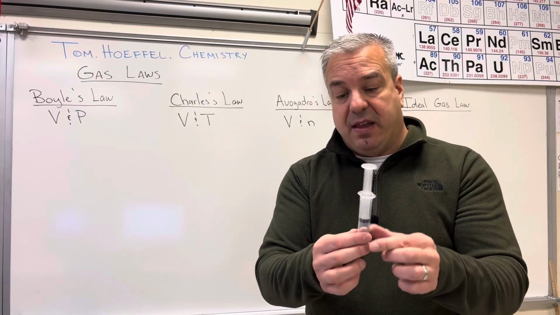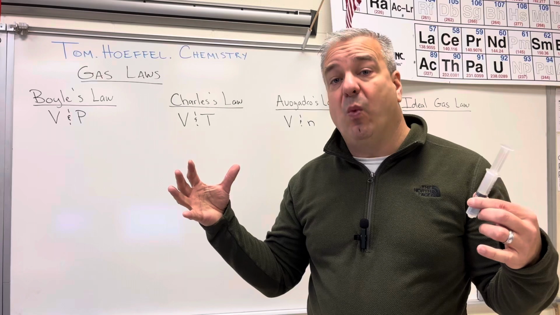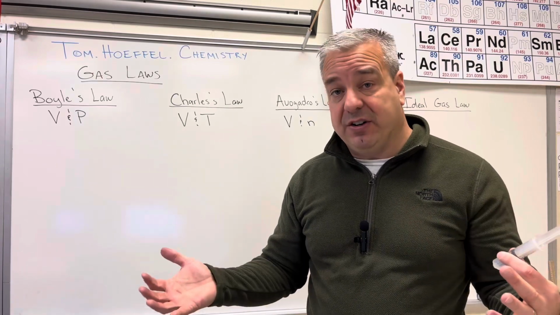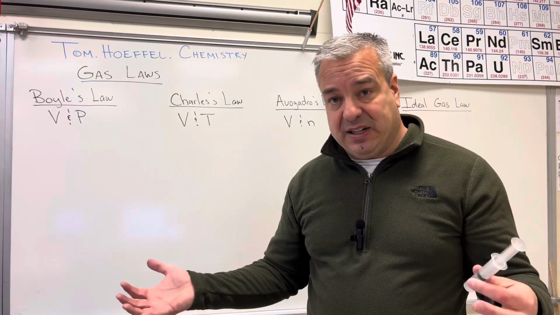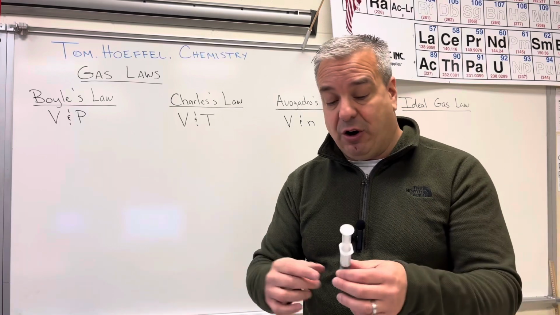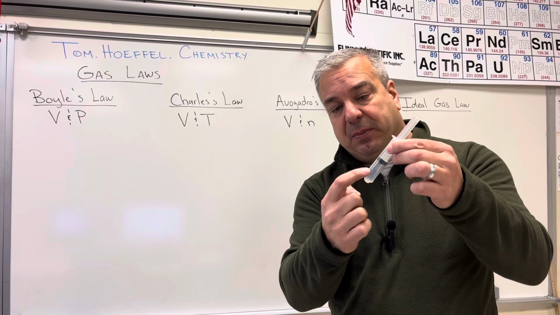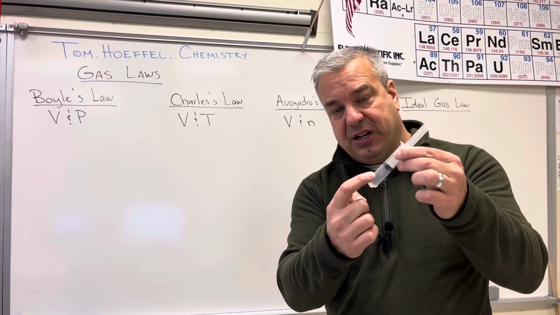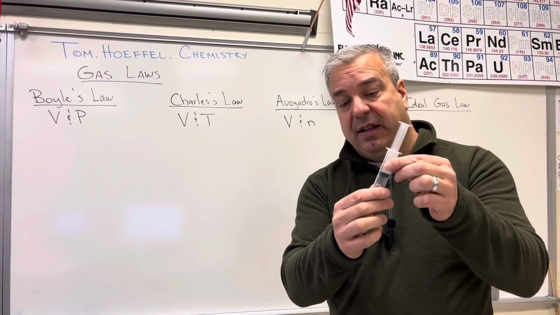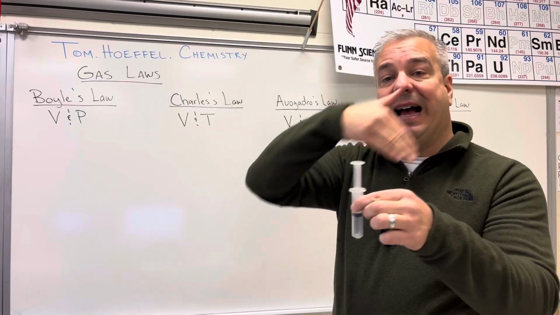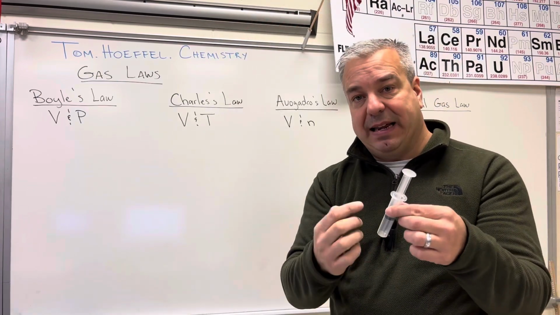Now, the pressure in this room is approximately 1 atm, or 760 torr, or 760 millimeters of mercury. Those things all mean the same pressure. And my question to you is, what do you think the pressure inside the syringe is right now? Well, it has to equal the pressure out here, otherwise it would move.